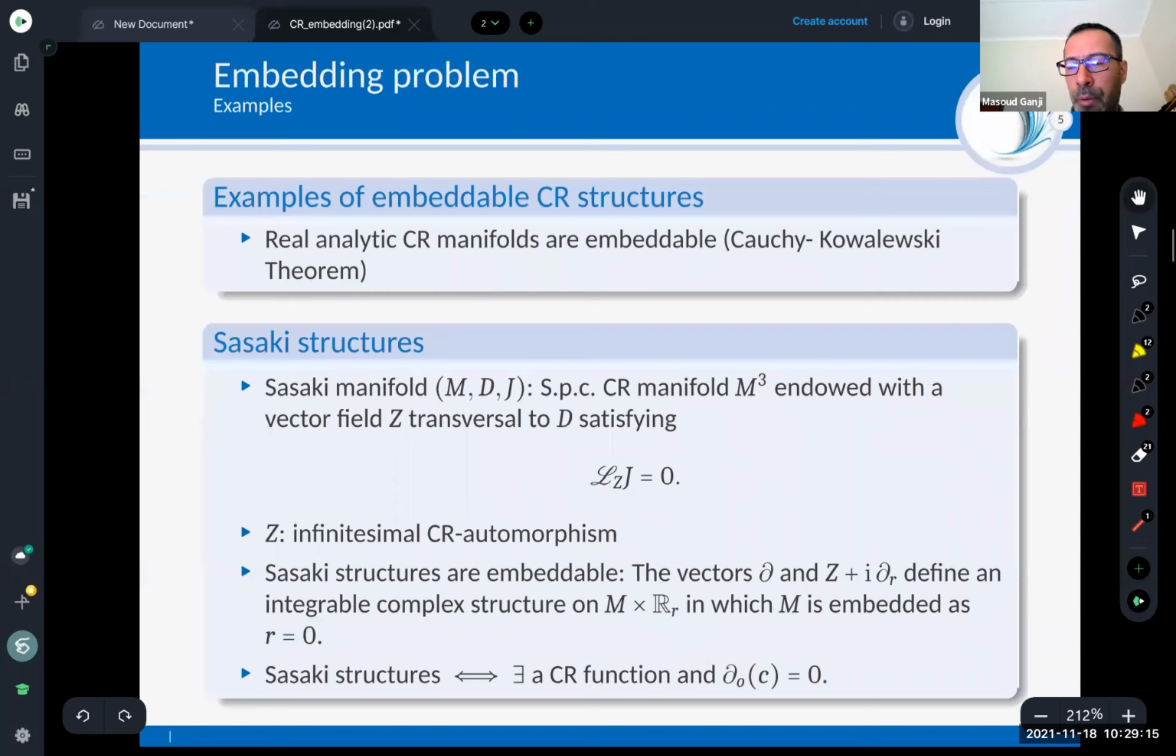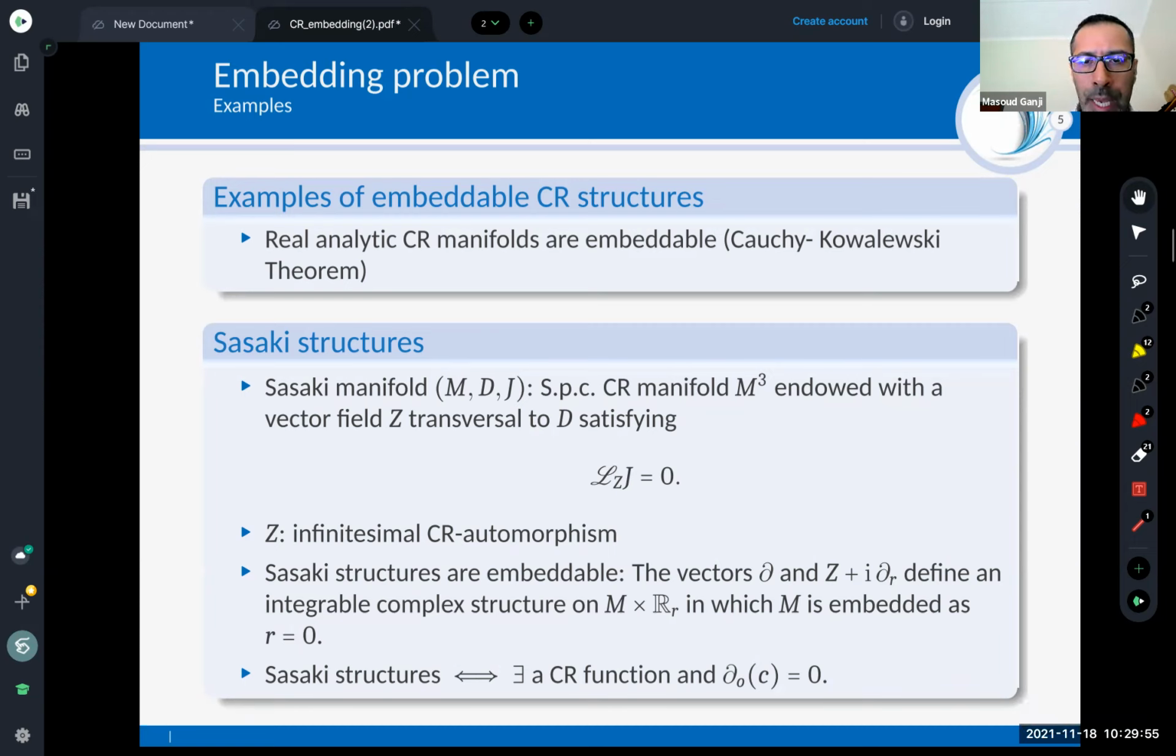Another good example that we are still working on, and I think that's a very nice structure for producing Einstein equations, that's the Sasaki structures. Sasaki structure is defined in this way, actually based on the notion of CR structures: strictly pseudo-convex CR manifolds with a vector field Z transversal to D, where the Lie derivative along Z of J is zero. This is what we call Sasaki structures. This vector field Z is called an infinitesimal automorphism.